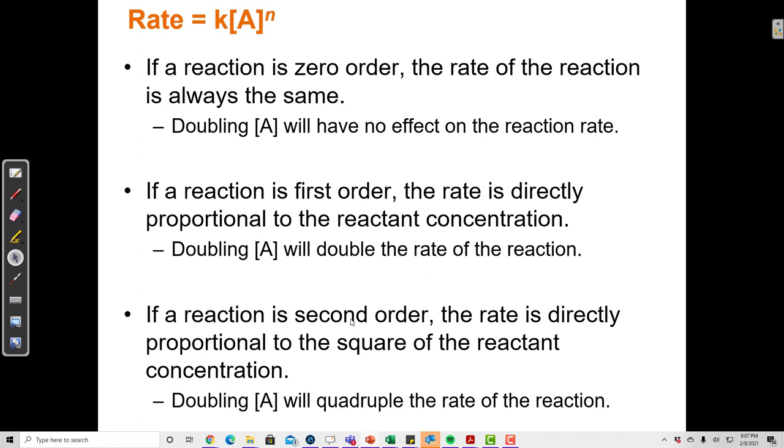And if a reaction is second order and n equals 2, then the rate is directly proportional to the square of the reactant concentration. So that means if I double the concentration, it's 2 to the second power, so the rate is 4 times faster. Every time I double the concentration, I'm increasing the rate by a factor of 4, because it's 2 raised to 2. So the order of the reaction depends on how the rate responds to changes in concentration, and we can see that written into this rate law right here. The rate is a function of the concentration raised to some power.